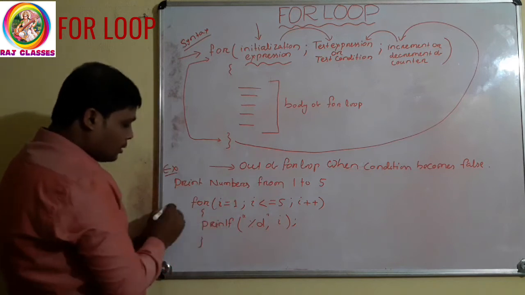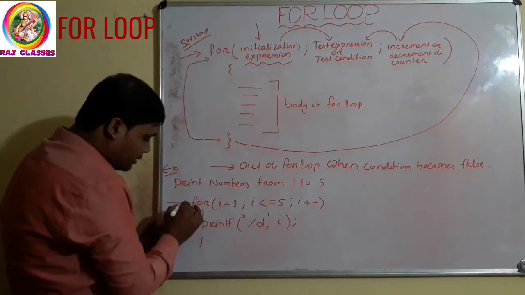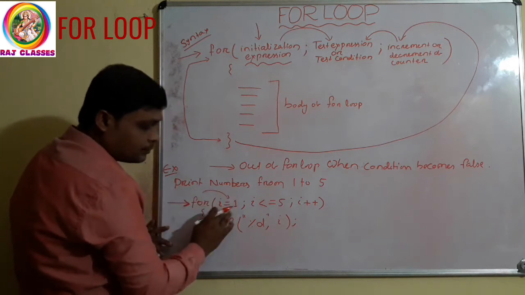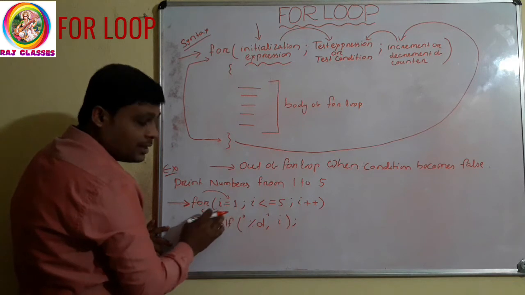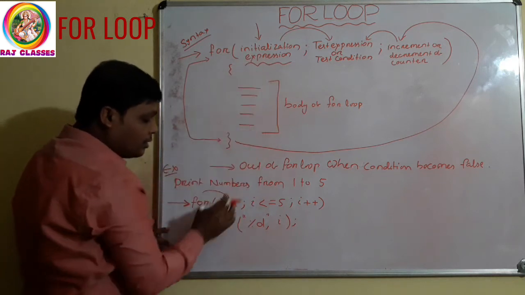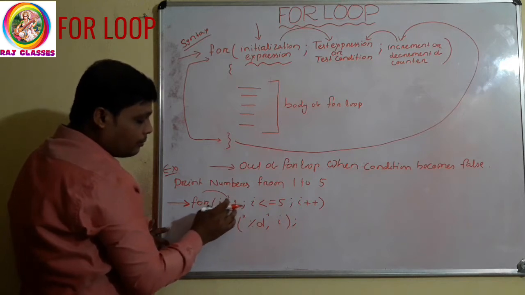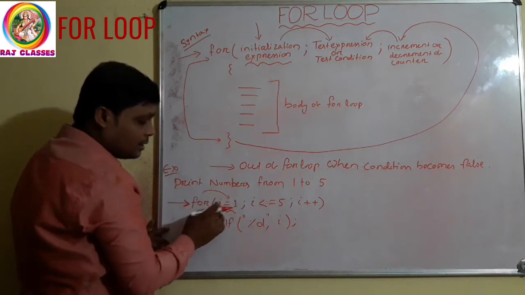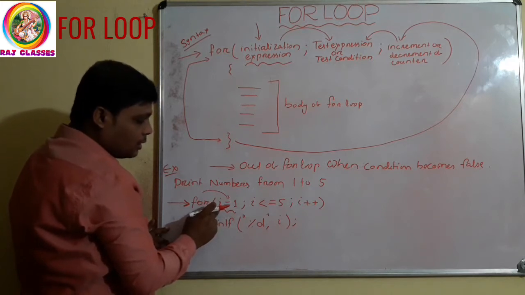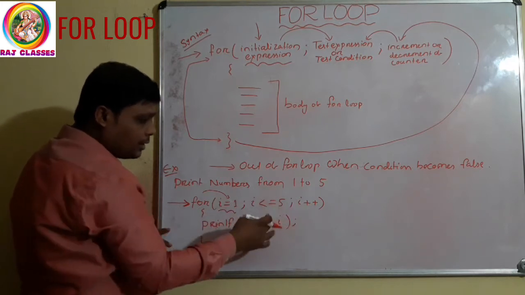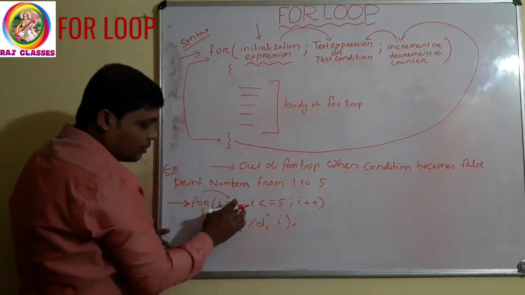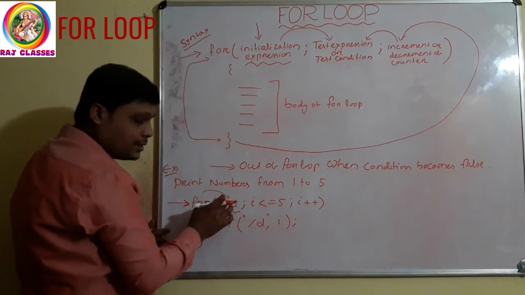Now see, when this for loop will execute, control will go to which part first? i = 1. This is the initialization part. Here the counter variable will be initialized. This i is the counter variable. It counts how many times the loop will continue. It depends upon this i. So first the counter variable will be initialized.